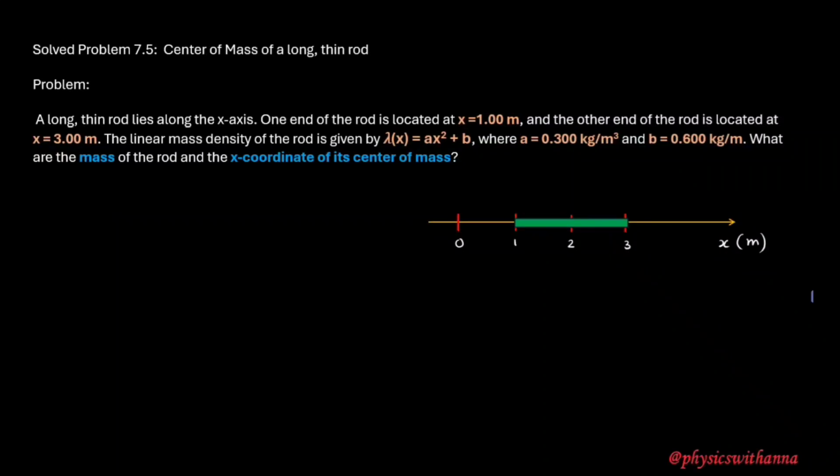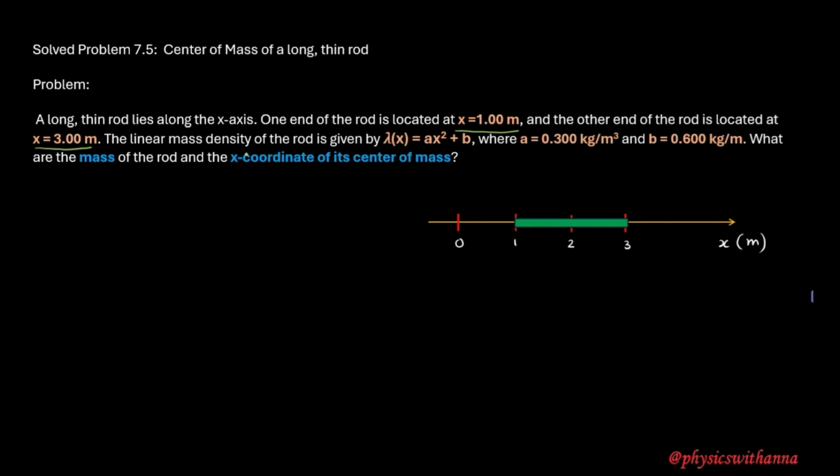Solve problem 7.5. Center of mass of a long thin rod. A long thin rod lies on the x-axis. One end of the rod is located at x equals 1 meter and the other end of the rod is located at x equals 3 meters.